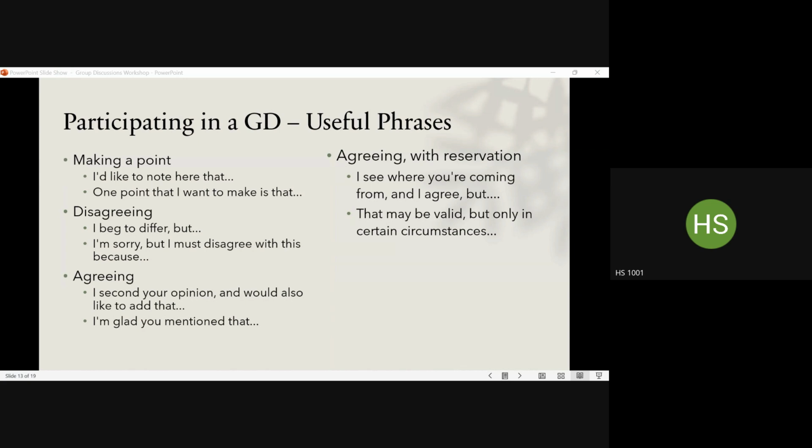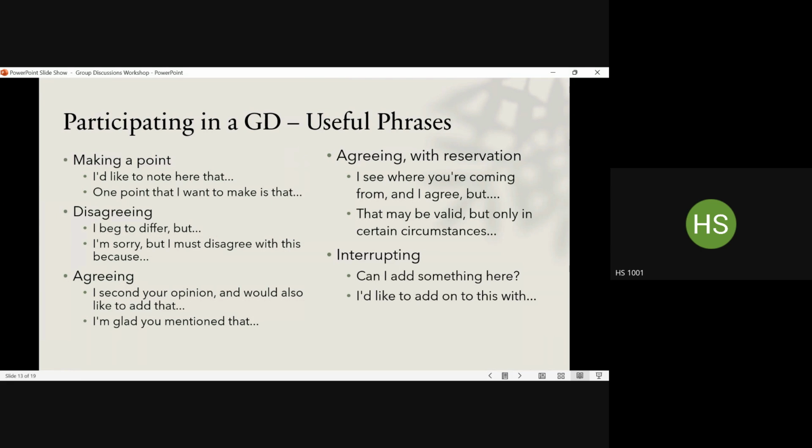I see where you're coming from, and I agree, but I have another perspective here, which might be conflicting with the one that you've presented. That may be valid, but only in certain circumstances. There are certain other circumstances in which that might not be valid. So you're also trying to point out a flaw or an insufficiency in the point that they made, right? A reservation is a small doubt. You don't agree with them entirely, but you do agree with the general premise of what they are saying.